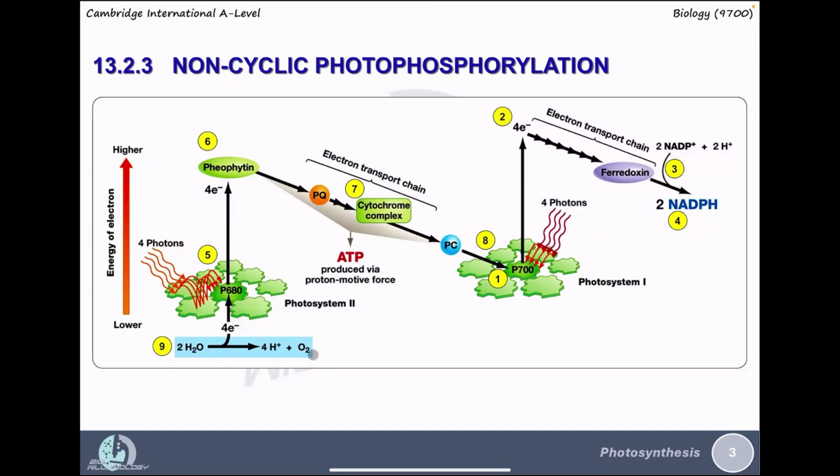So once again, as a summary, non-cyclic photophosphorylation, the words non-cyclic refer to the electron flow. So the electron donor here is water, and the final electron acceptor is NADP, which after receiving the electrons and also protons, is reduced to form reduced NADP. So in this non-cyclic photophosphorylation, two important chemical compounds are produced, which are required by the Calvin cycle in the light independent reaction. So these two compounds are ATP as well as reduced NADP.